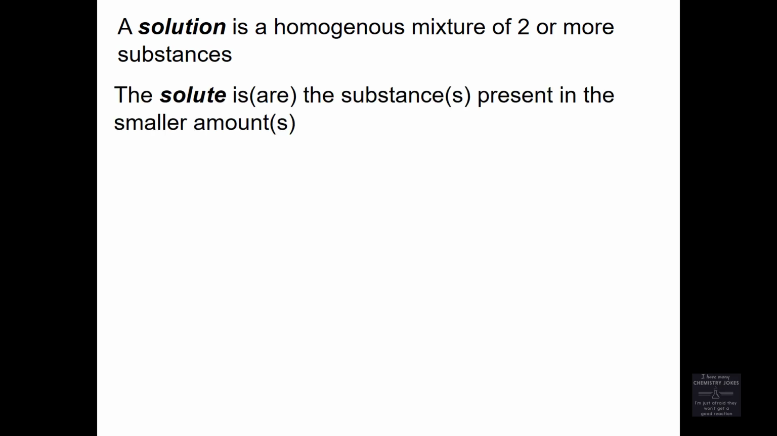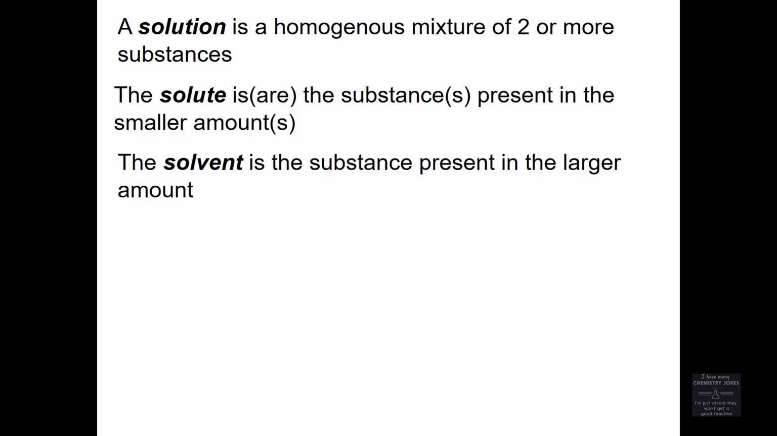A solute is the thing in a solution that's present in the smaller amount. The solvent is the thing that's present in the larger amount. A solution has to have at least two things, and at least one of them is going to be solute, one's going to be solvent. You can have more than two things as well.